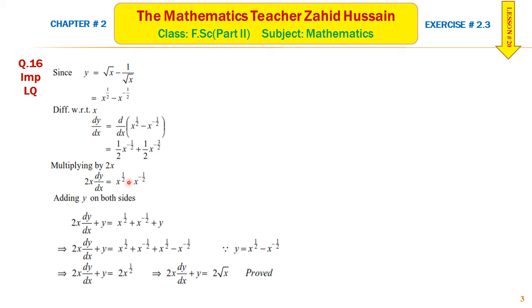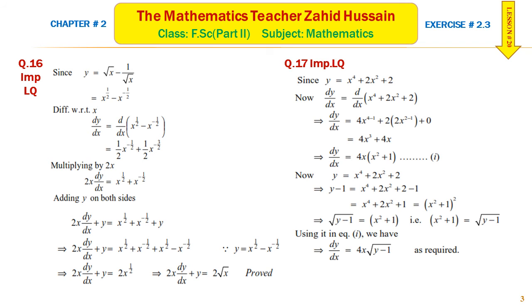So to prove this, we have written this expression in this way. Then differentiating both sides, we get this. Multiplying both sides by 2x, we get this. And adding y on both sides, we get this. After putting the value of y which is given in the question here, so simplifying, we get this expression, and this can be written in this form, which is our question number 16.